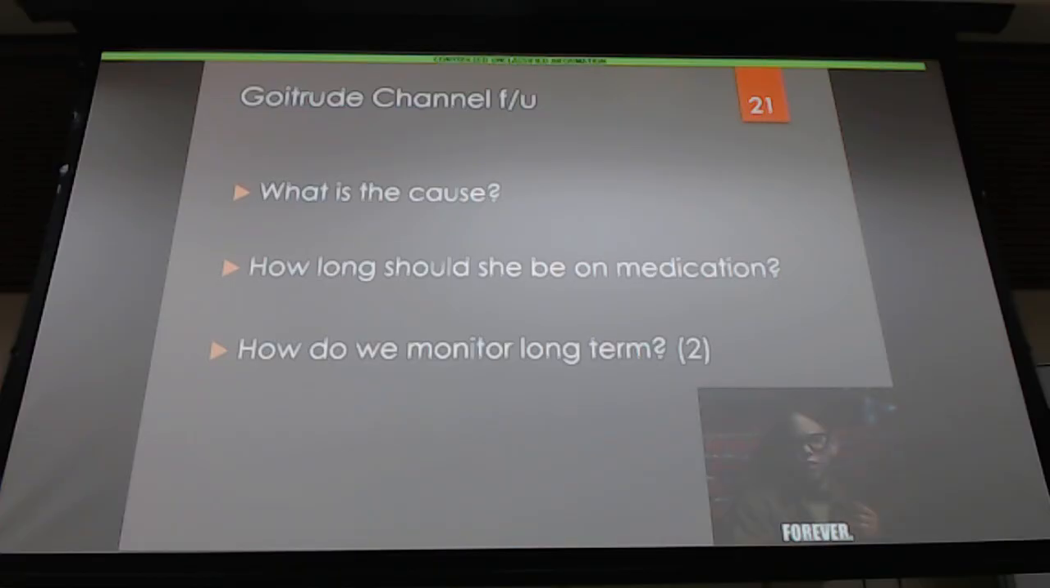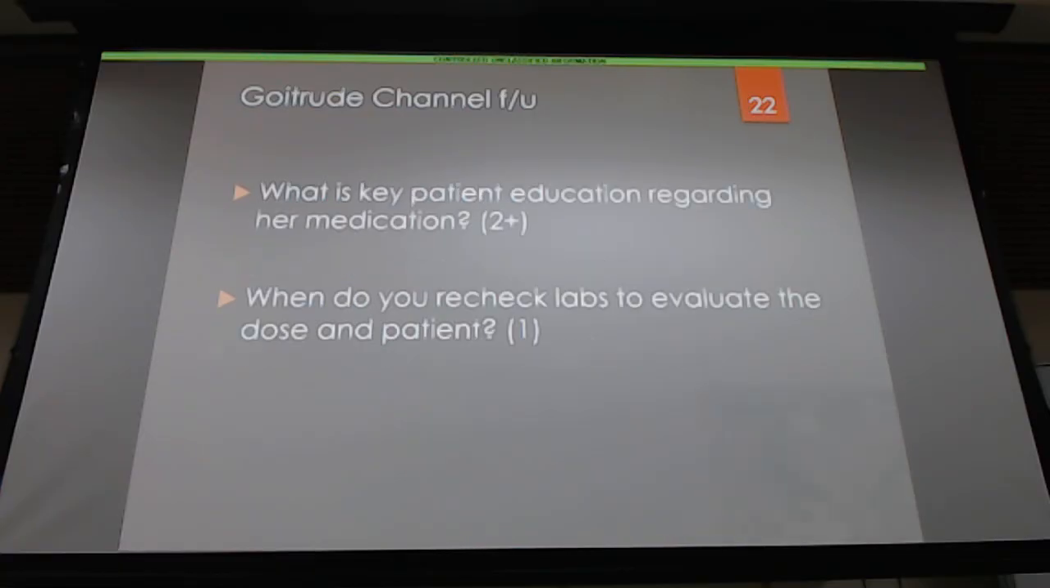Okay, when I give her levothyroxine, when do you want to see her back? Roughly. Yeah, a little longer, so 6 to 8 weeks. And I'm monitoring her long time. What do I do when she comes back? What kind of labs do I check when she comes back? TSH, yes, TSH all day, T4 if you're lucky when you're in the military. Okay.